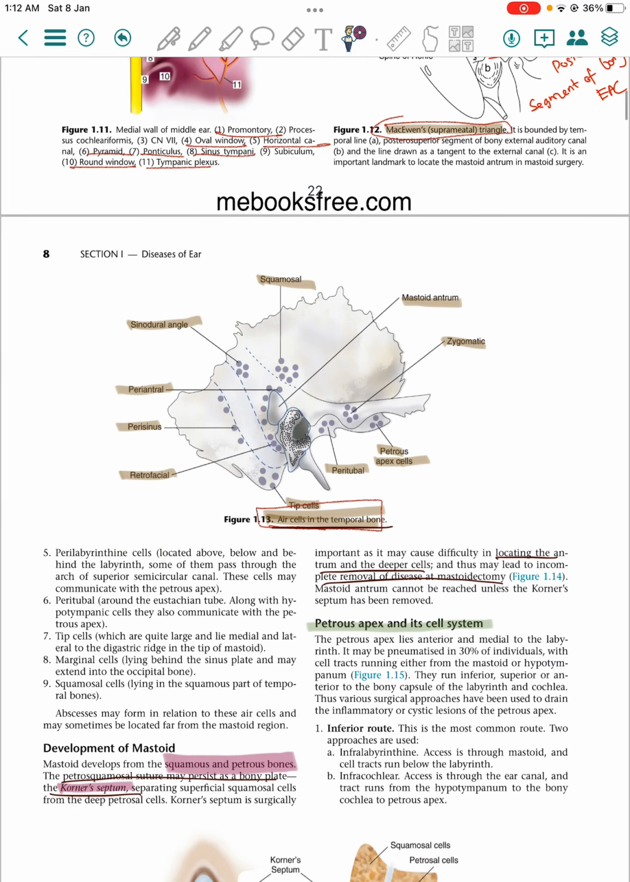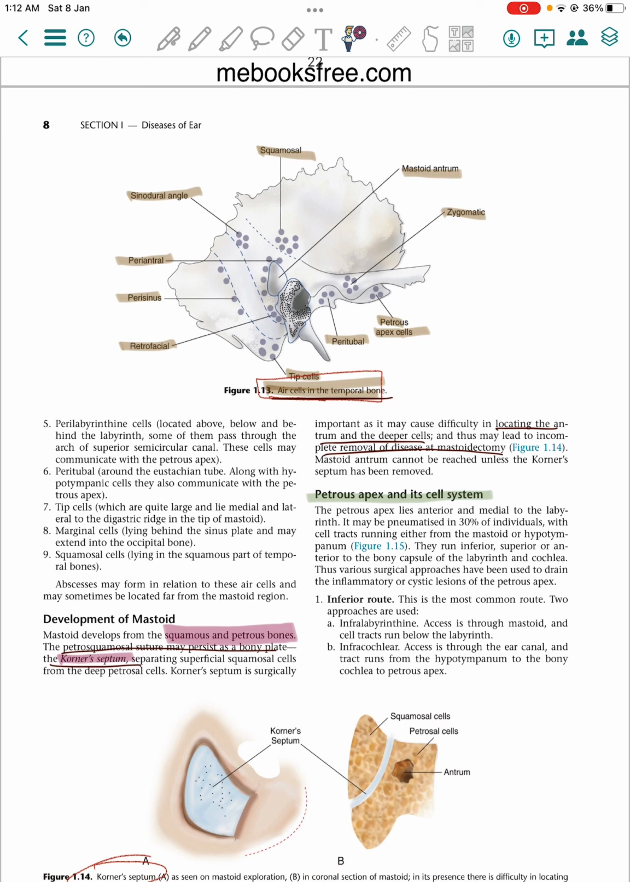Okay guys, then we see the air cells present in the temporal bone. There are both mastoid air cells and petrous apex air cells. The types are retrofacial air cell, perisinus air cell, periantral air cell, sinodural angle air cells, squamosal air cells, mastoid antrum, the largest air cell, zygomatic air cell, peritubal air cell, then the tip cell. Usually guys, the mastoid is a separate part of the temporal bone, which is formed due to the pulling of the sternocleidomastoid muscle.